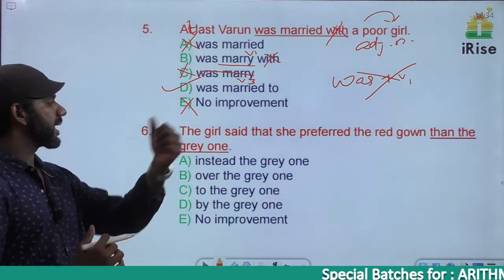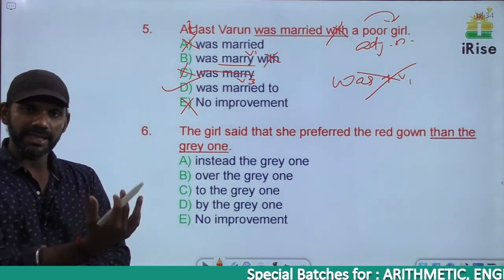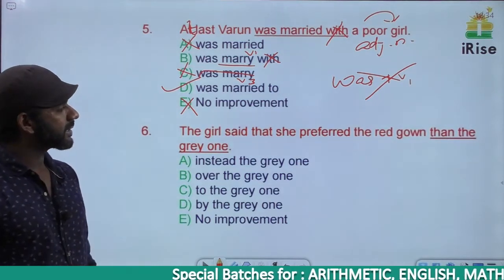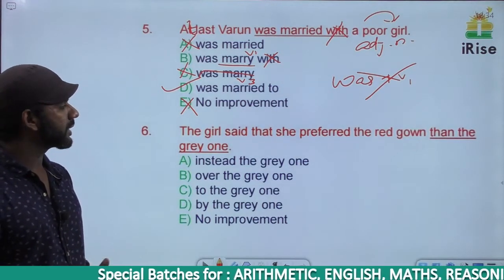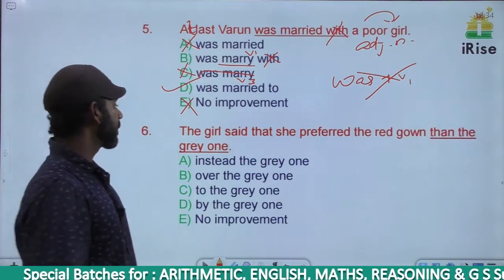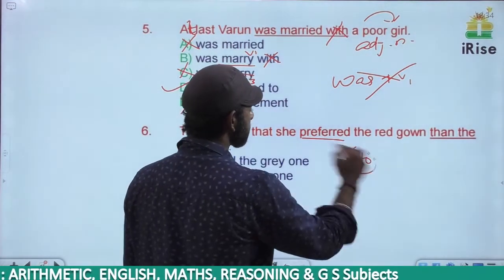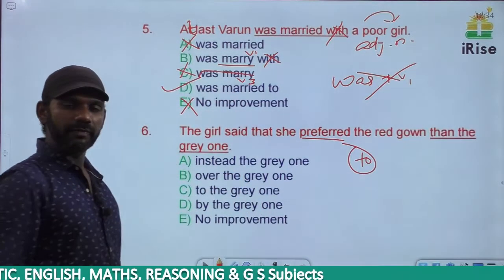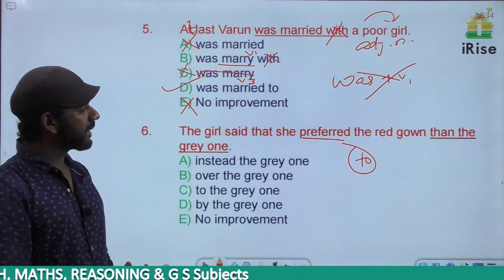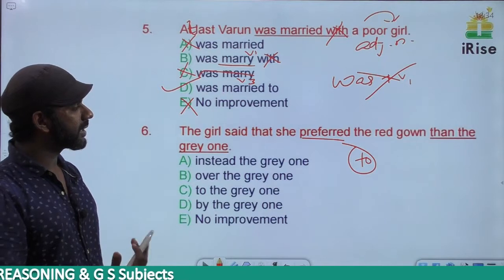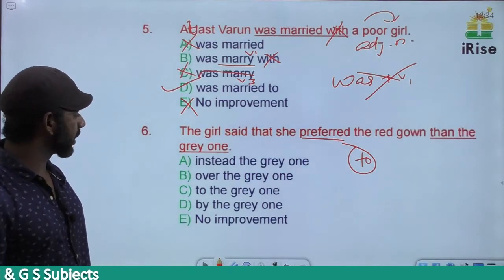The girl said that, indirect speech, said that. The girl said that she preferred the red gown than the grey one. Prefer will be followed by the preposition to. The girl said that she preferred the red gown to the grey one.